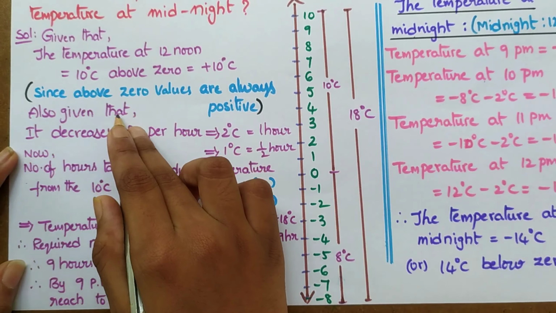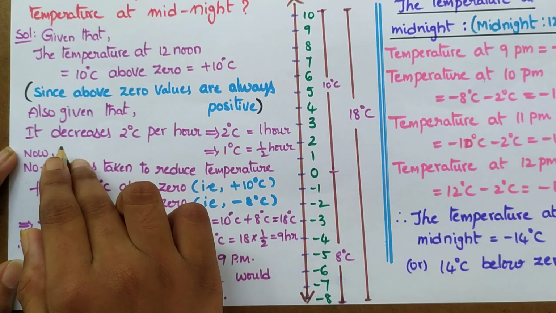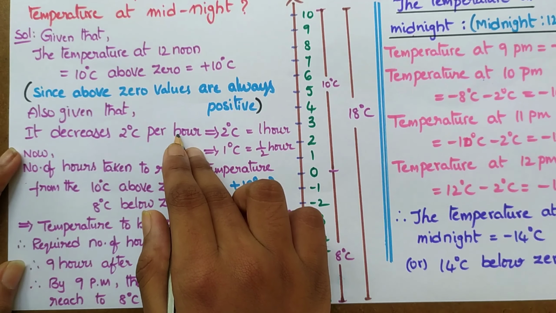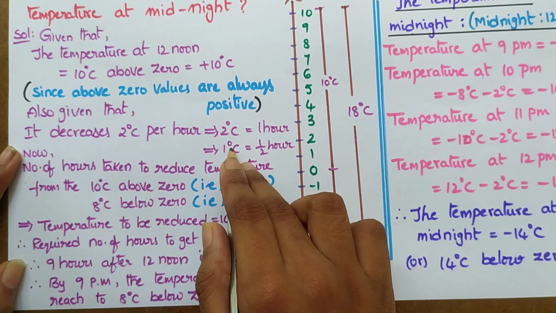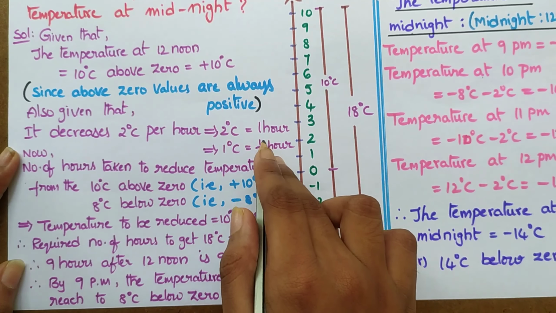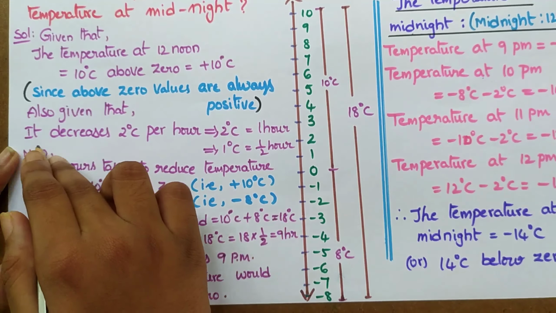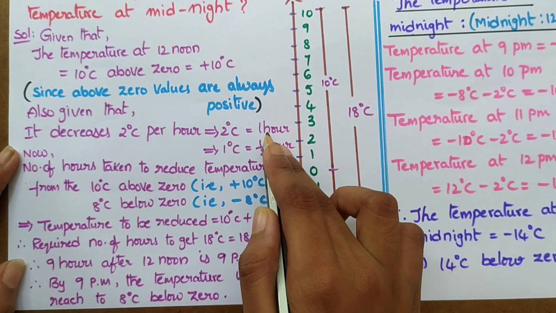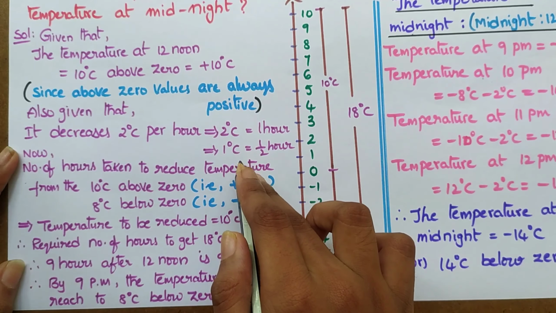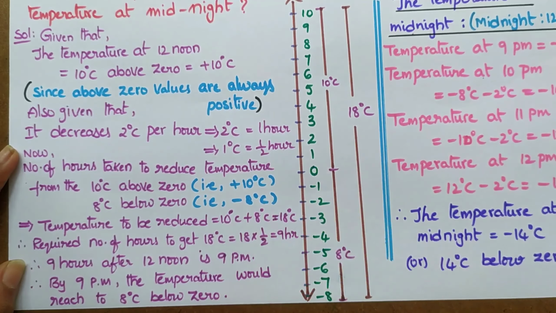And it is also given that it decreases 2 degrees Celsius per hour. That means 2 degrees Celsius is equal to 1 hour. Then 1 degree Celsius is equal to 1 by 2 hour. Therefore 1 degree Celsius is equal to half an hour.